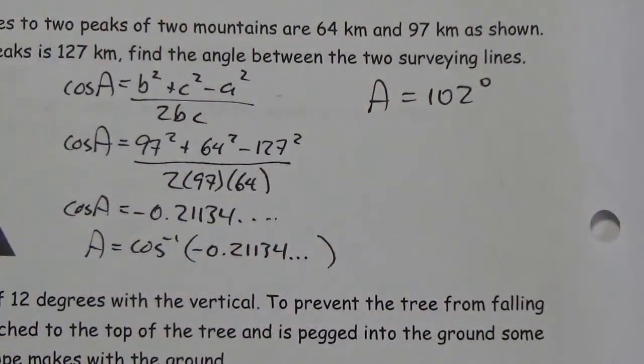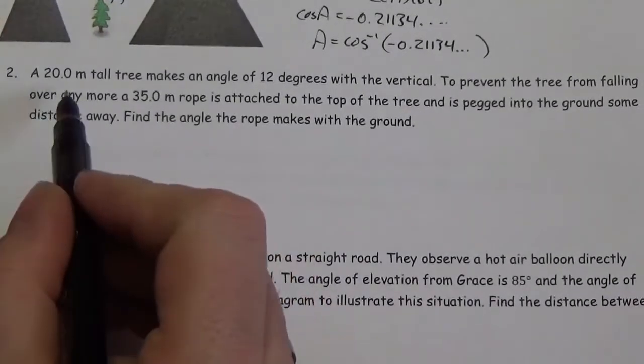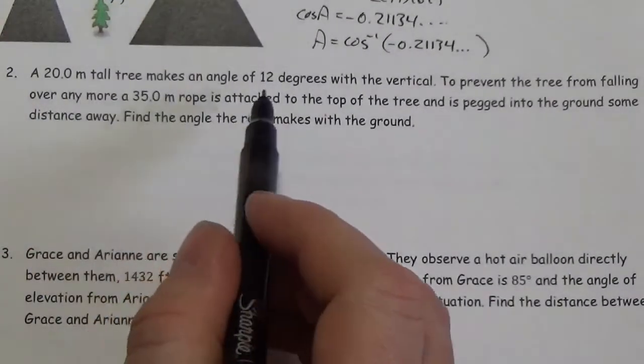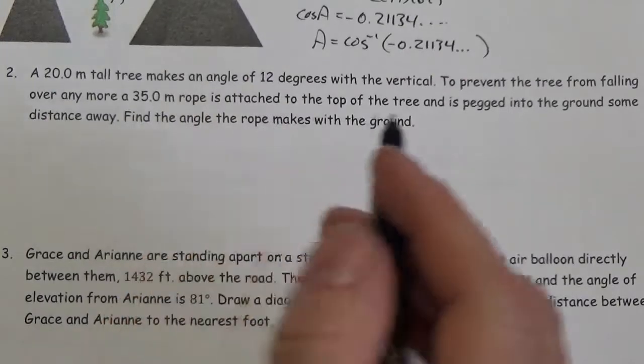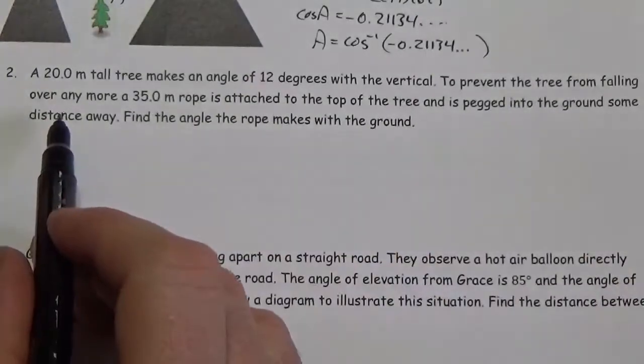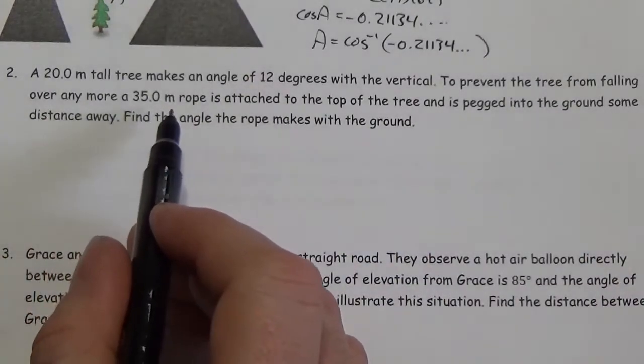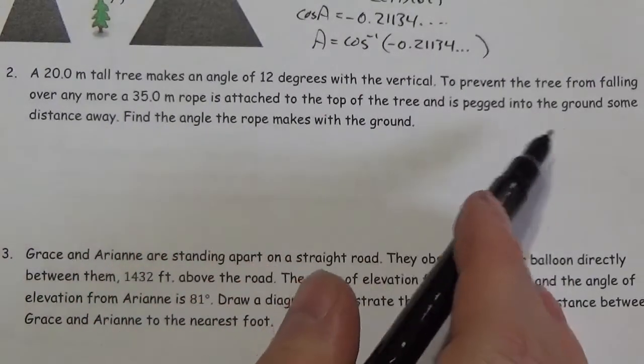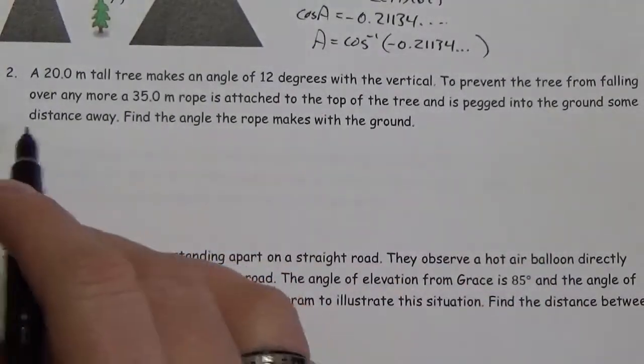But you do have to figure out what law it is that you're applying when you go from question to question. And that can sometimes be the hard part. All right, here's our next question. A 20-meter tall tree makes an angle of 12 degrees with the vertical. To prevent the tree from falling over anymore, a 35-meter rope is attached to the top of the tree and is pegged to the ground some distance away.